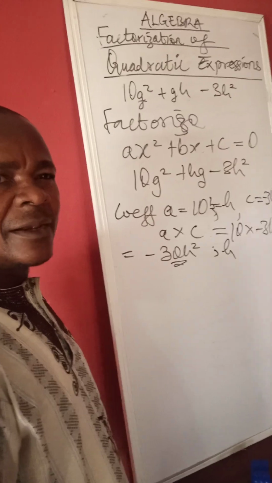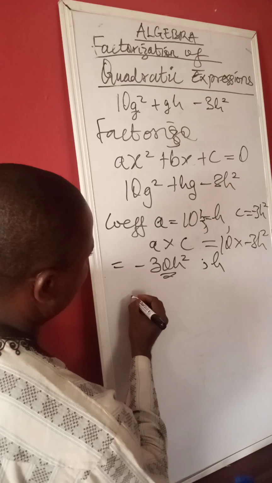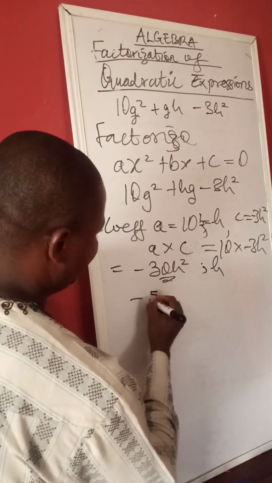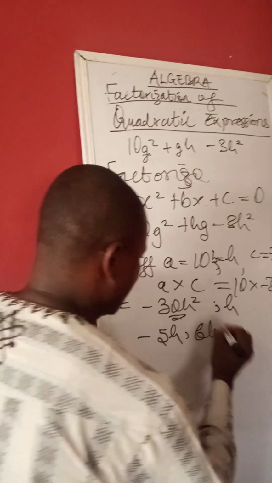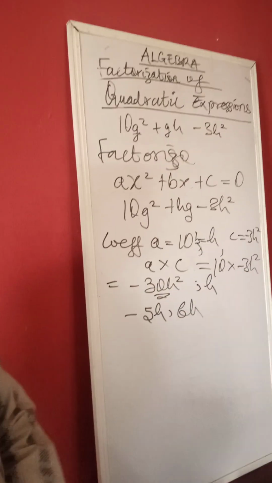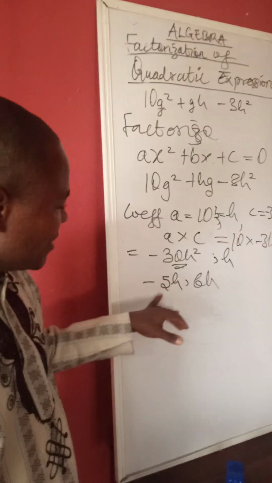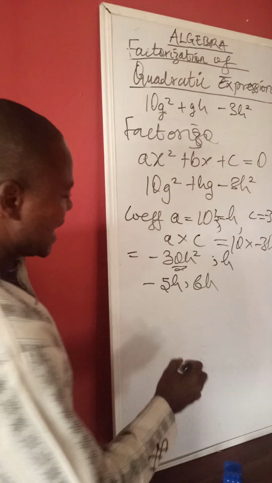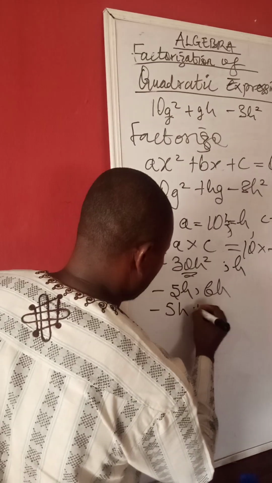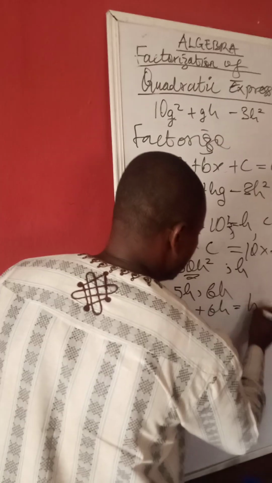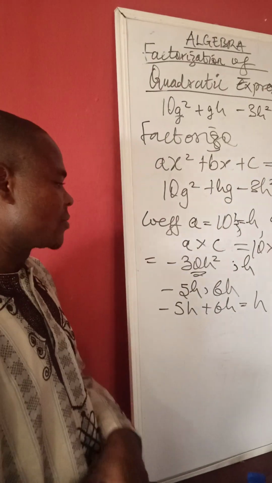Let's think. What comes to my mind is minus 5h and 6h. These are my two factors. If I add these two factors, minus 5h plus 6h is going to give me h, which is the coefficient of the second term, so it meets that condition.